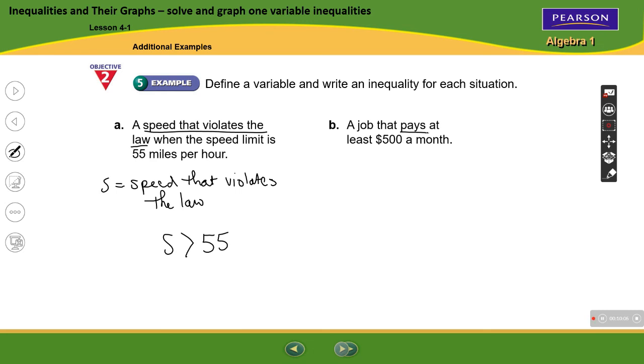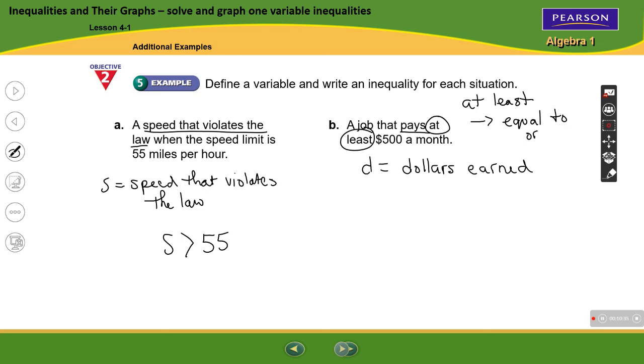Part B, a job that pays at least $500 a month. So pays is the variable here. So I'm going to put D equals dollars earned. We are getting paid by earning dollars. And we want to say at least. At least is the same thing as equal to or more. And that's the same as greater than or equal to.